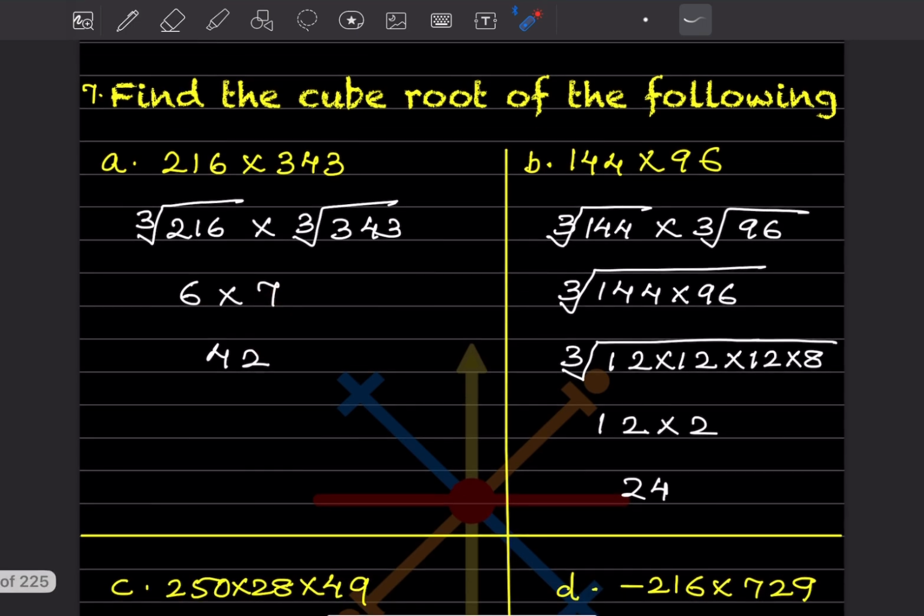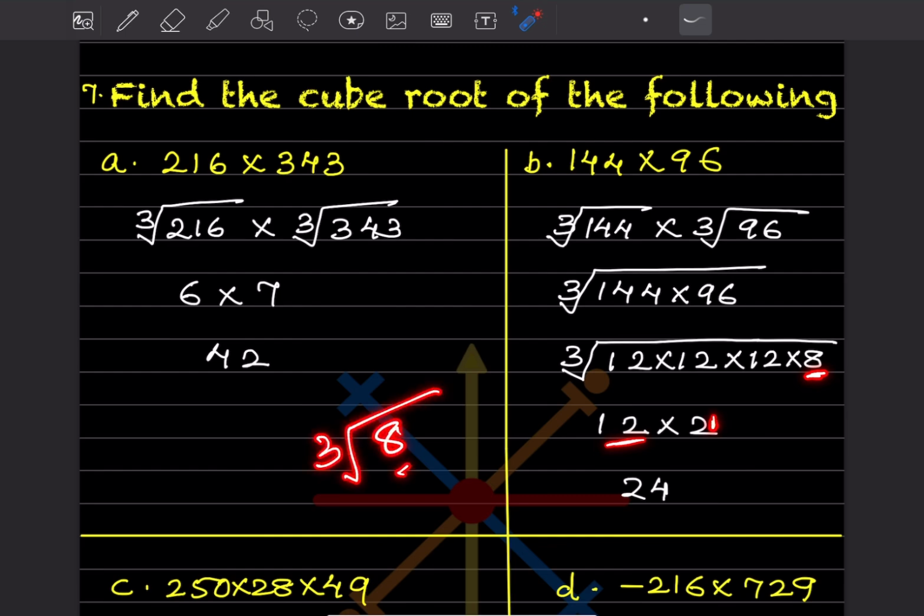So here 144 into 96. So cube root of 144 into cube root of 96. So you will take cube root of this together. That will be 144 into 96. So 144 you can write as 12 into 12. And 96 will be 12 into 8. So now you can see these are 3 times. So that will be cube root of 12 into 12 into 12, means you can write it one time. And for this one you can write cube root of 8. So that is going to be 2.